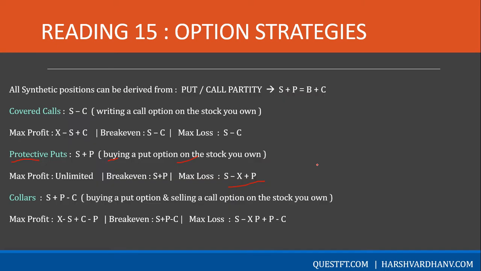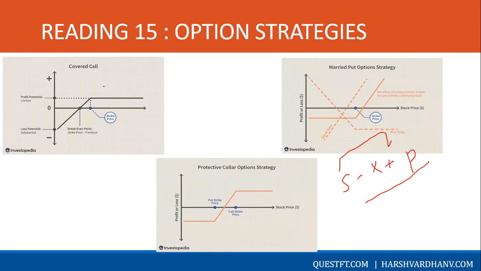Very simple. We've been doing this all over our CFA curriculum. And a collar is basically a combination of covered call and protective put. So you see S minus C is coming from the covered call, and S plus P is coming from the protective put. Over here my upside is capped, here my downside is capped. I can have a limited downside here and a limited upside over here. And when I combine both of them, my downside and upside both are capped.